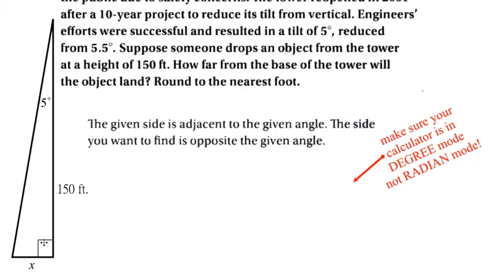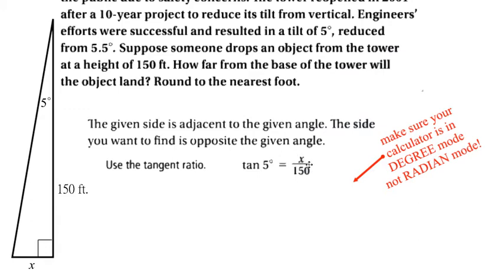Okay, so if we are up here at this 5-degree angle, x is the opposite side. The 150 length would be the adjacent. So we know opposite and adjacent. Okay, so what trig function would we use? We're going to use the tangent function because it uses opposite and adjacent. So we can say the tangent of 5 degrees is equal to the opposite side, which is x, over the adjacent side, which is 150. And so now we need to solve this for x.